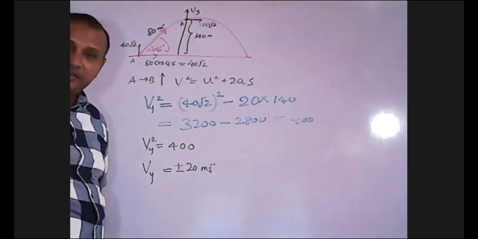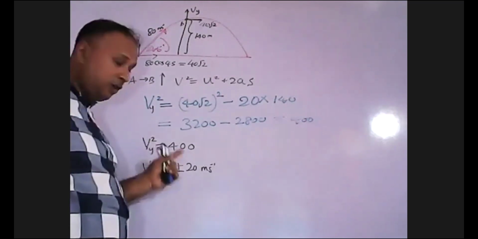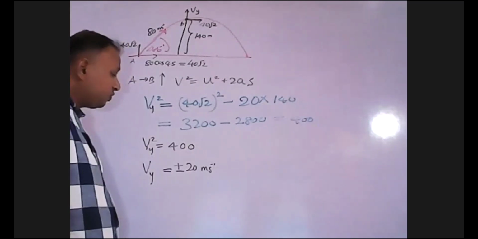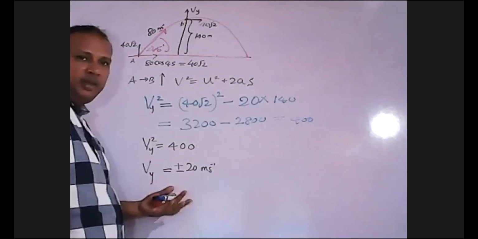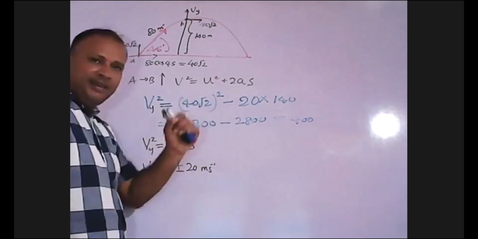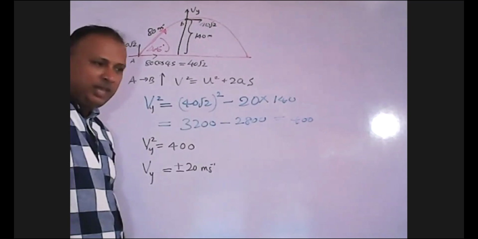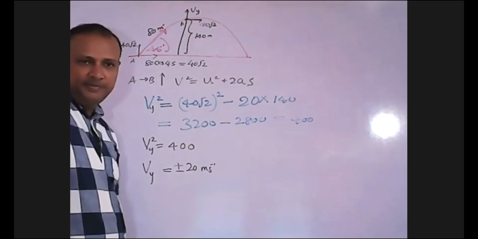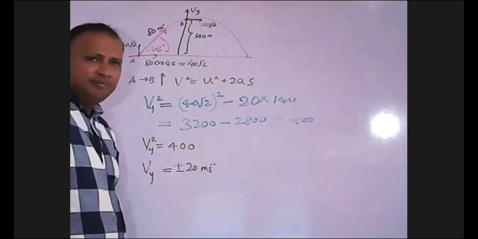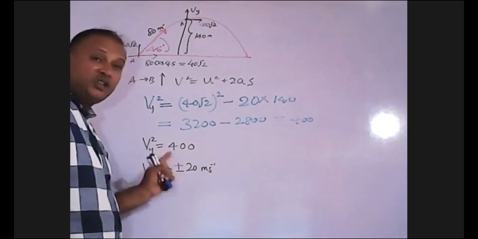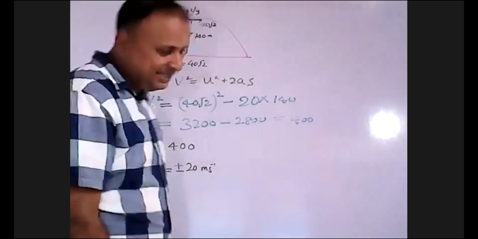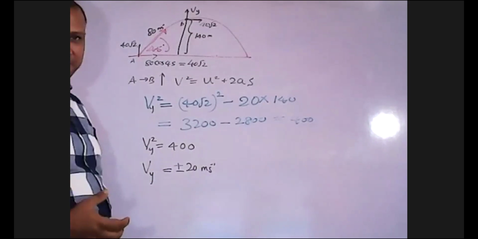V square is equal 400 ms minus 1. Therefore, v is equal plus or minus 20 ms minus 1, because velocity can be plus or minus. If it is a time, definitely time is a positive value. Therefore, the answer is 20. But this is a velocity. Velocity can be either plus or minus. Therefore, there should be both answers.